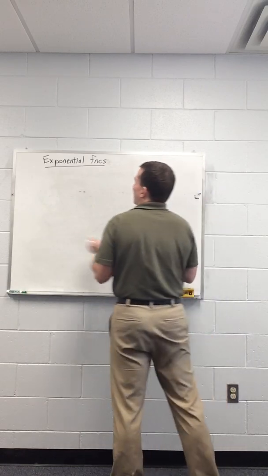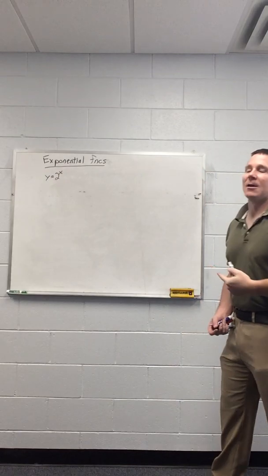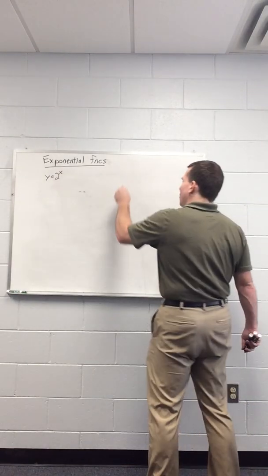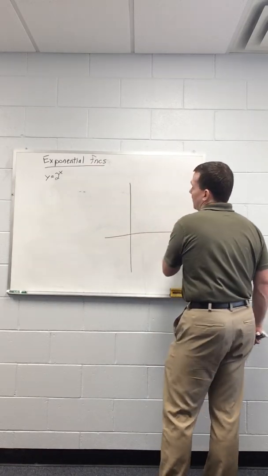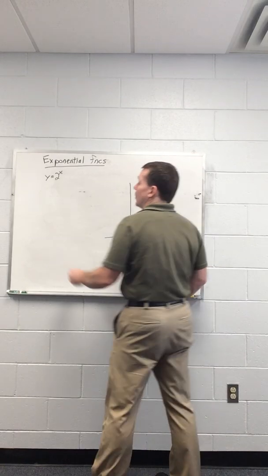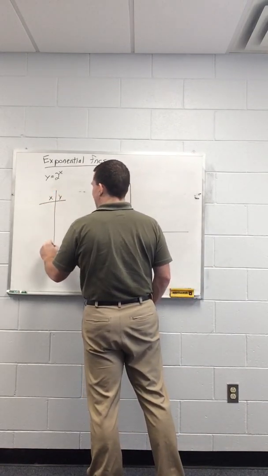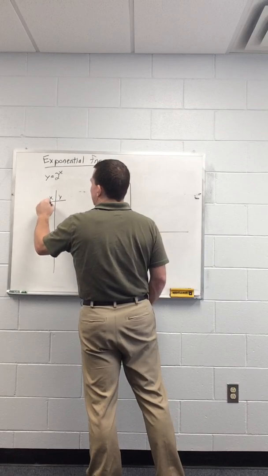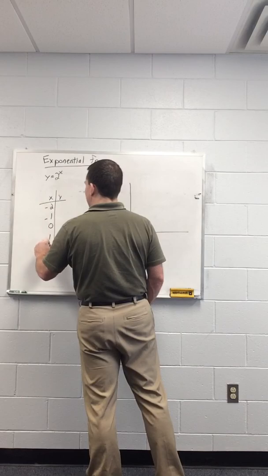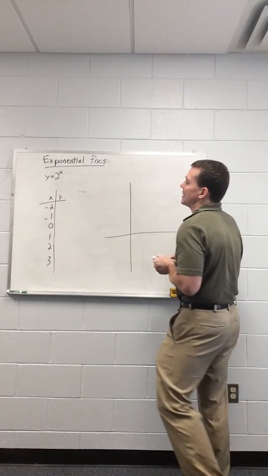So we'll stick with the one I just wrote. Y equals 2 to the x. If we want to understand that, generally speaking, the first thing we do is graph it. So let's do a graph. And if we're not entirely sure what it looks like, we generally draw a table. So we'll have x and we'll have y. And I'll just plug in some x's: -2, -1, 0, 1, 2, 3. And we'll find the associated y's.